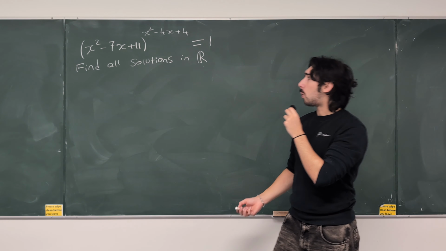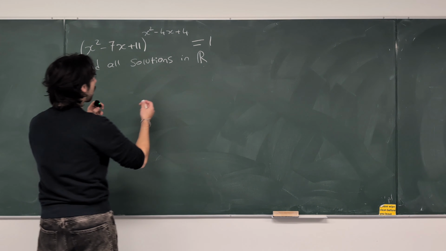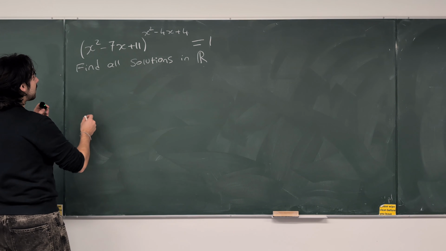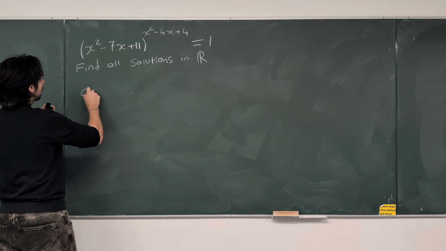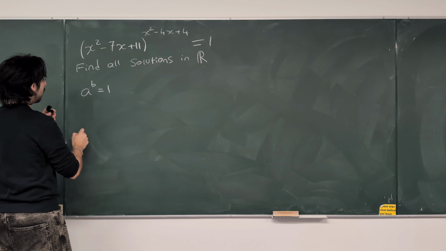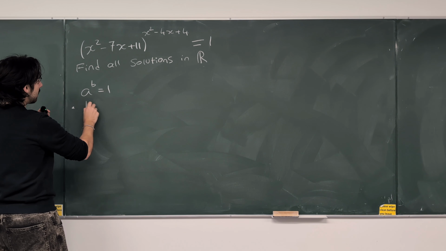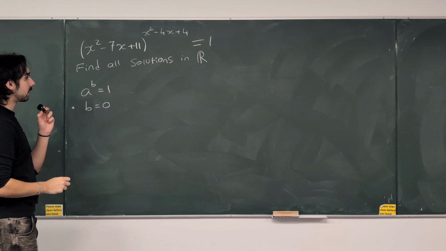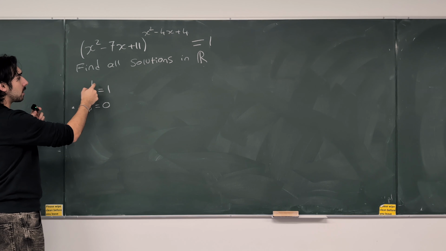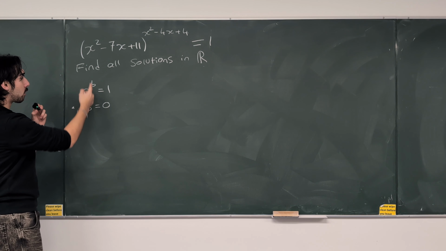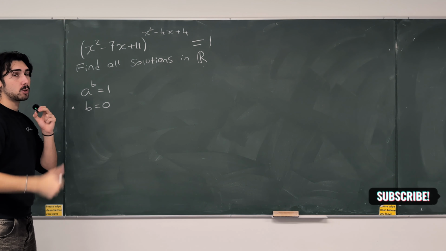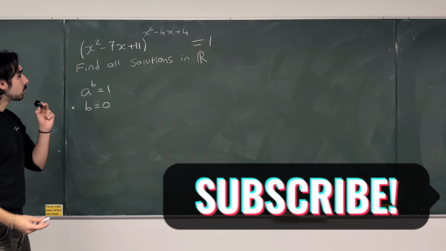So the first way that you can make something to the power of something equal 1 is, let's write this down, if I have a to the power of b equals 1, the first way that I can have this be true is if b is 0, because anything to the power of 0 is 1. So if the power is 0, I'm good. I'm going to get the number 1. So let's do that right now.